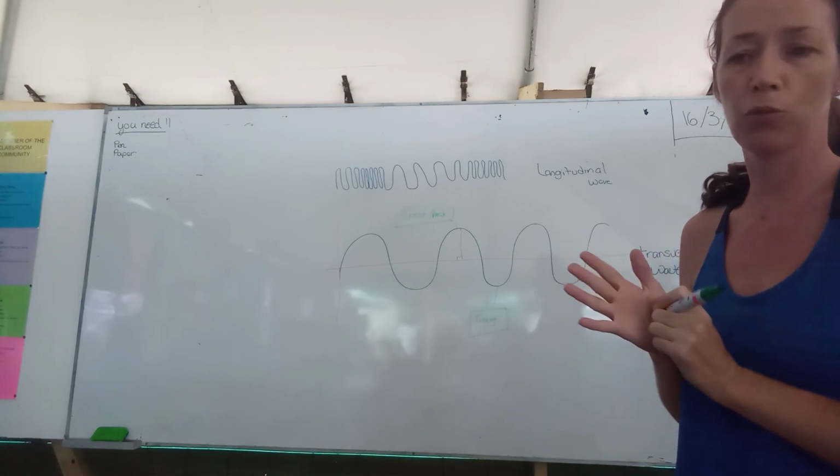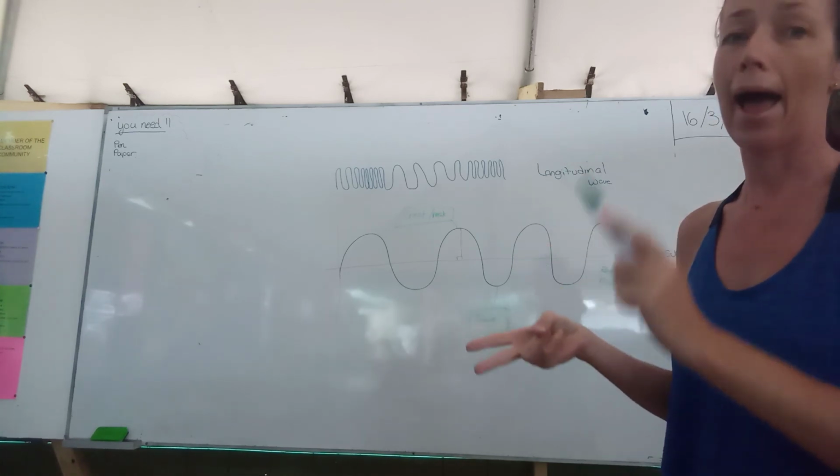So that's your first part of what you should know compared to the two waves. So you've got two types of waves, longitudinal and transverse, okay?